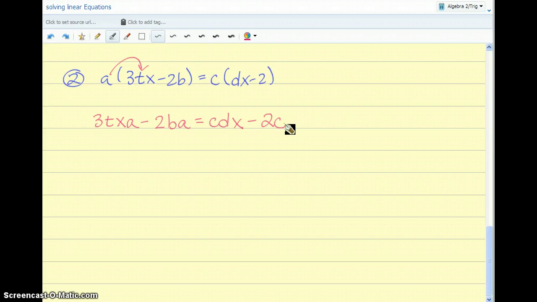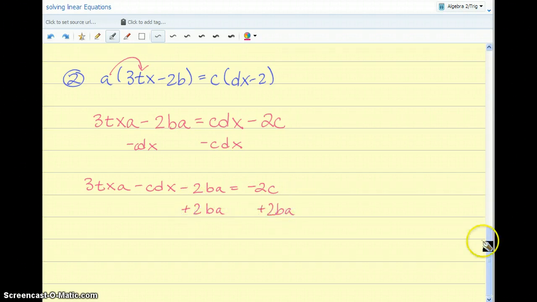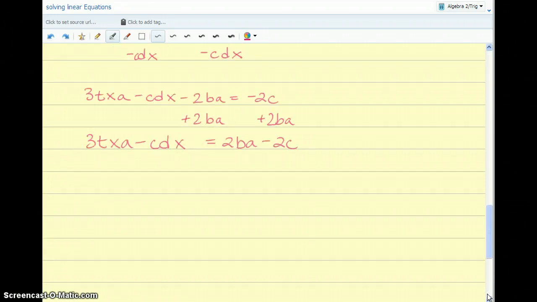Now, just like we did in the first problem, get all of your x's to one side. Again, I'm going to choose to put the x's on the left. So I'm going to subtract cdx from both sides. So now I have 3txa minus cdx minus 2ba equals negative 2c. I'm going to add this 2ba to both sides because it doesn't have any x's in it. I'm going to move it to the left. So now I have 3txa minus cdx, and it equals 2ba minus 2c. So now I have all the x on one side.